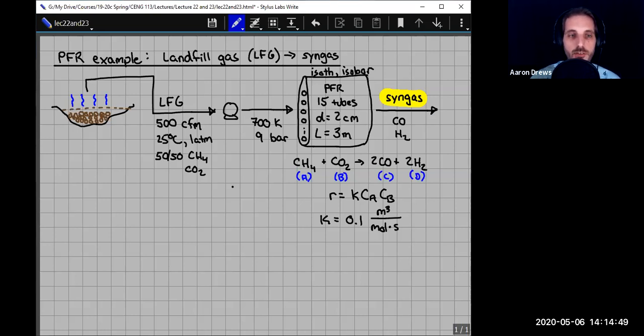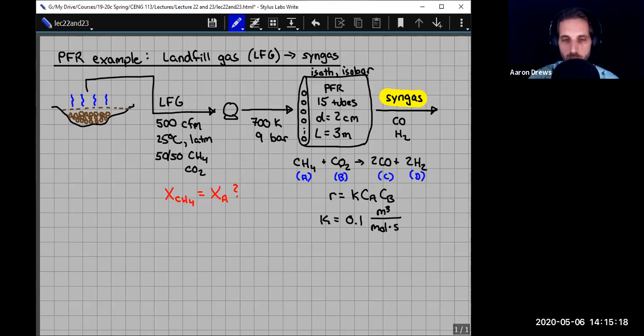And so our goal is to say if that's our landfill gas coming out of whatever landfill we have, what's the conversion of methane? So if we're asking for a conversion of methane, maybe it's because we're most worried about removing methane from the atmosphere, or I should say preventing it from getting to the atmosphere in the first place. But for whatever reason, we're at this moment, we're just interested in the conversion of CH4.